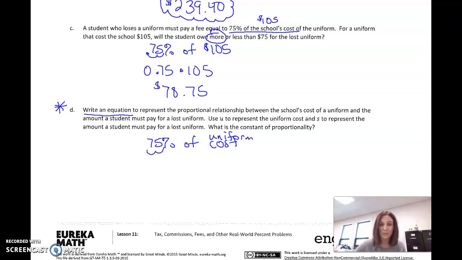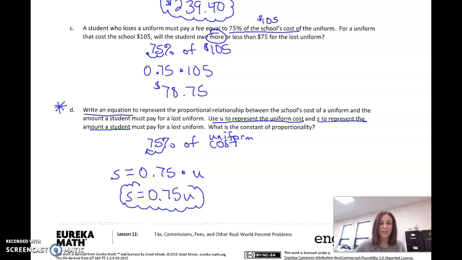So we can move this to a decimal, times the cost. Well, let's go back up here and see what else it says. Use U to represent the uniform cost, and S to represent the amount a student must pay. Well, a student is going to pay 75% of the uniform cost. So this equation represents what the student must pay. The power of this is it doesn't have to just be $105. Any team, whatever the price of their uniform is, if they lose it, this is what they have to pay.